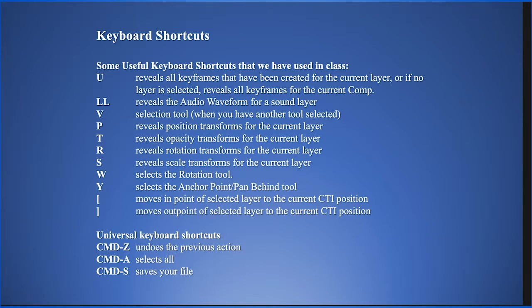W will select the rotation tool, so you can rotate things directly in the composition window. Y will select the anchor point pan behind tool, so you can move where the center of rotation is for that layer. The left bracket moves the in point of the selected layer to the current CTI position, and the right bracket moves the out point of the selected layer to the current CTI position.